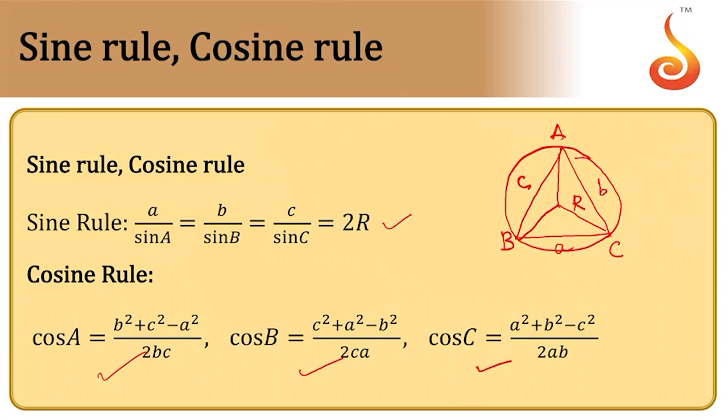So a by sin A, this angle. Similarly, b by sin B, this is the B angle. c by sin C, this angle. So 2R is the circumradius. This is capital R.